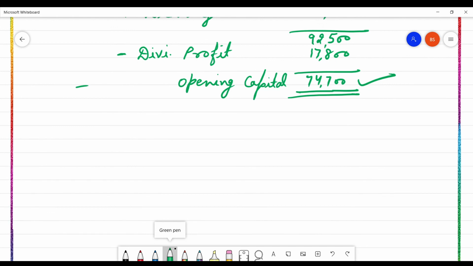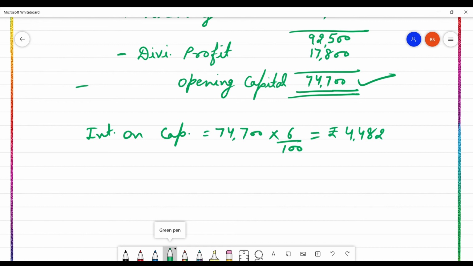Interest on capital equals 74,700 into 6%. The amount will come 4,482. So this is the answer.